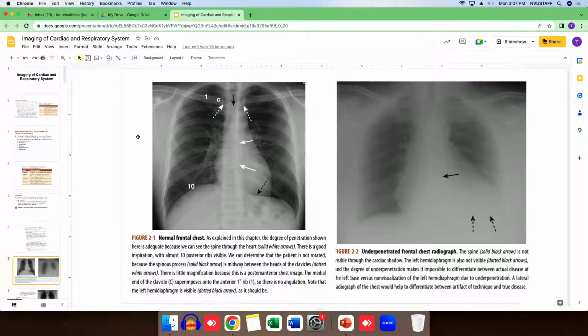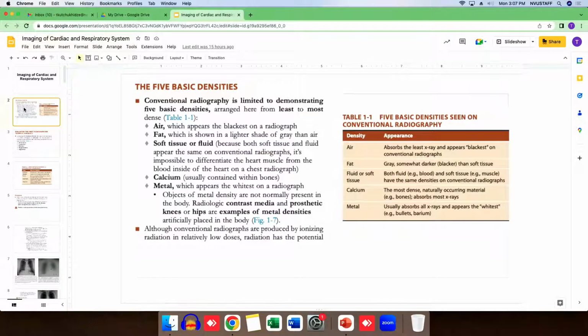From this slide you should understand that we are having 5 main densities that are normally seen on the radiograph, and we should understand how to differentiate them. According to these understandings we are able to find out what kind of structures we're having on our X-ray.